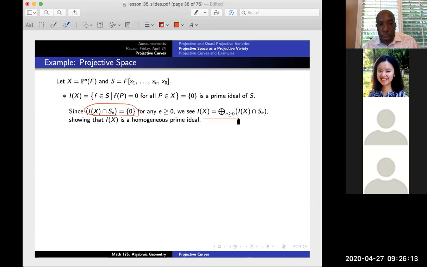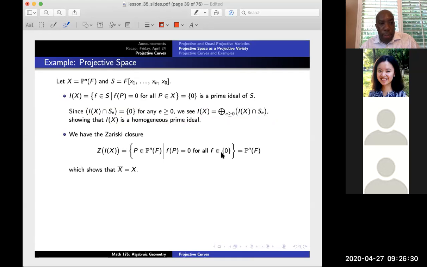And so then the union has to be the whole thing. So we see that I(X) now is a homogeneous prime ideal. It's a little bit silly here because it's just the 0 ideal, but it's still a homogeneous prime ideal. Next, we can look at the Zariski closure. So we have this homogeneous prime ideal, which is 0.